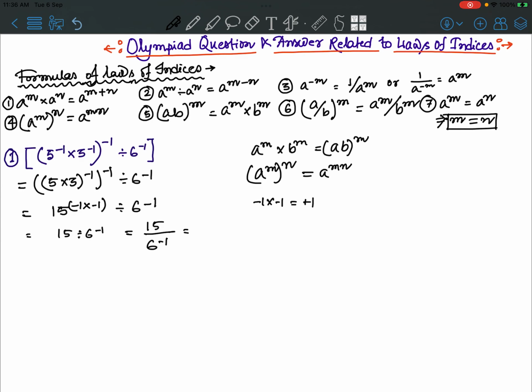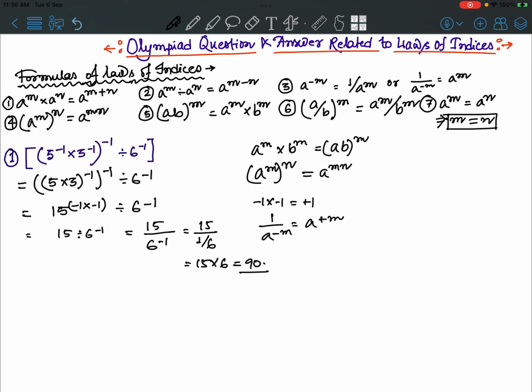The next formula we use is that we can write a to the power minus m as 1 by a to the power m, and 1 by a to the power minus m equals a to the power plus m. This is the formula of reciprocal. So we can write 1 by 6 to the power minus 1 as 6. So 15 into 6 equals 90. So the answer of the question is 90.